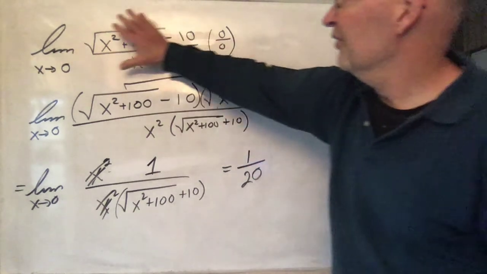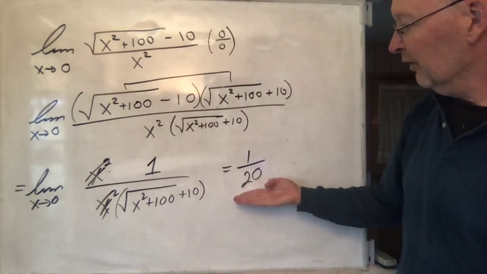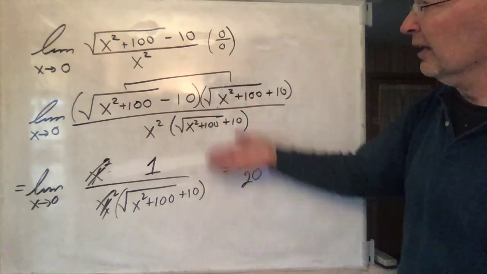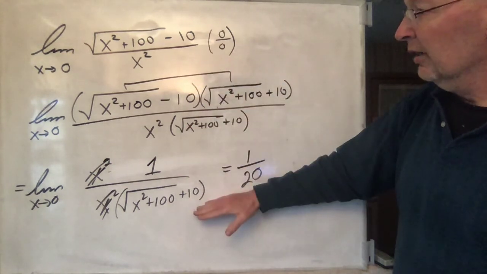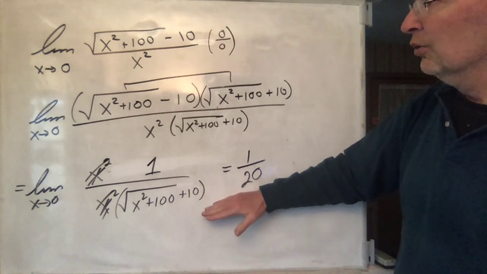If you want to graph this thing using Desmos, you can, and if you let x go to 0, you'll see that the value of the function approaches 1/20. So there's a good example of how we can actually evaluate functions to find the value of the limits. And next time, as I say, we're going to do trig functions.